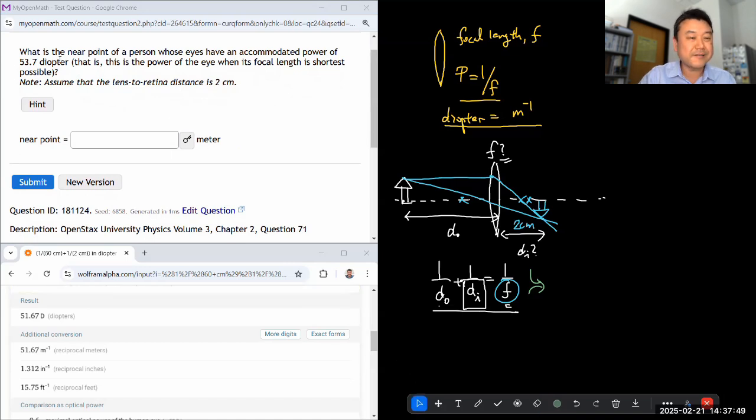So what is the question telling us? What is the near point of a person? Okay. So near point, oh, I think I actually have to sketch that setup. Let me erase this and just sketch everything from scratch.